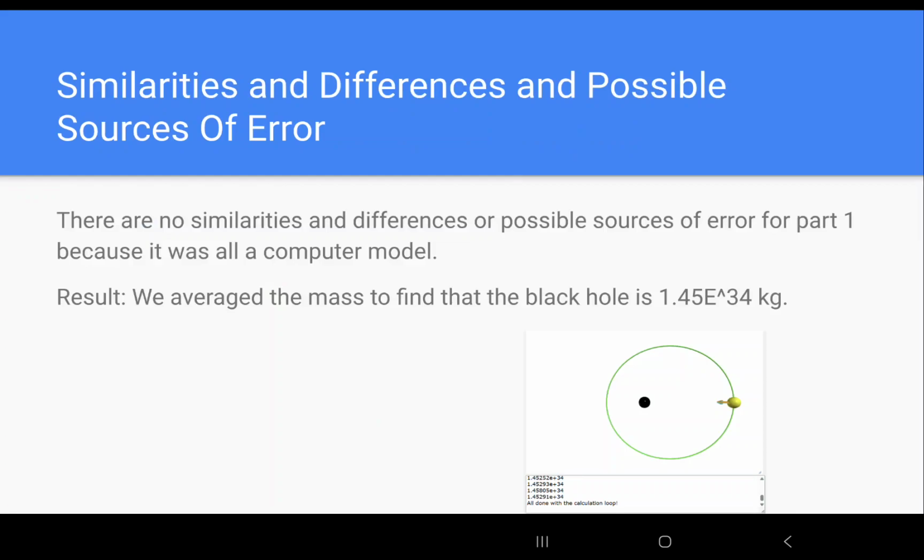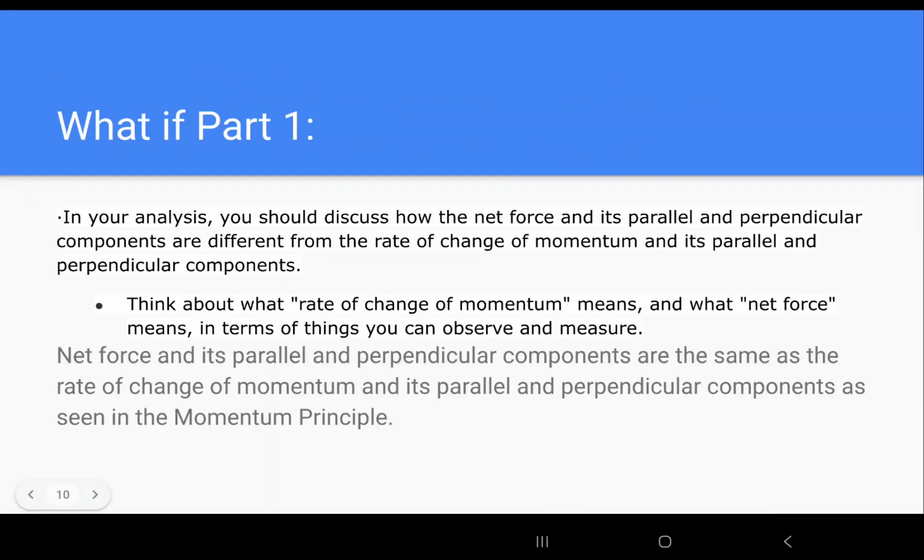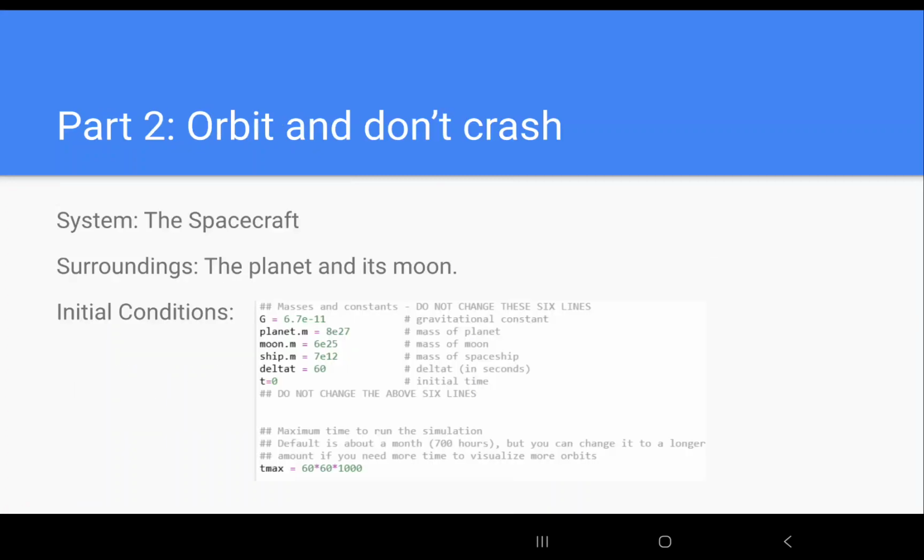There are no similarities or differences or possible sources of error for part 1 because it was all a computer model, and we found that the average mass was equal to 1.45 times 10 to the 34 kilograms. To answer the what if for part 1, the net force and its parallel and perpendicular components are the same as the rate of change of momentum in its parallel and perpendicular components, as we can see in the momentum principle, or Newton's second law.